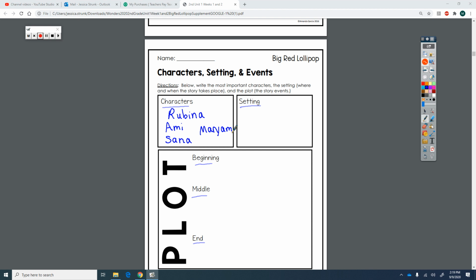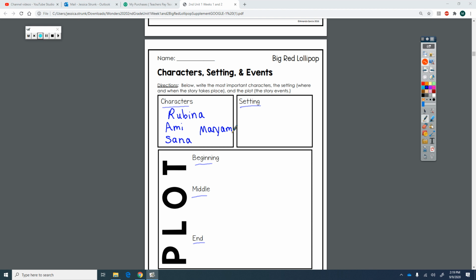And then there were also the girls in her class, the ones that were inviting her to the party. They were in the story too. But since they weren't main characters, we're going to leave them out. Because with characters, we just want to worry about the most important. That means main. So just whoever is most important, who the story is mostly about. And it would be these four. That would be Rubina and her family. So there's our characters.